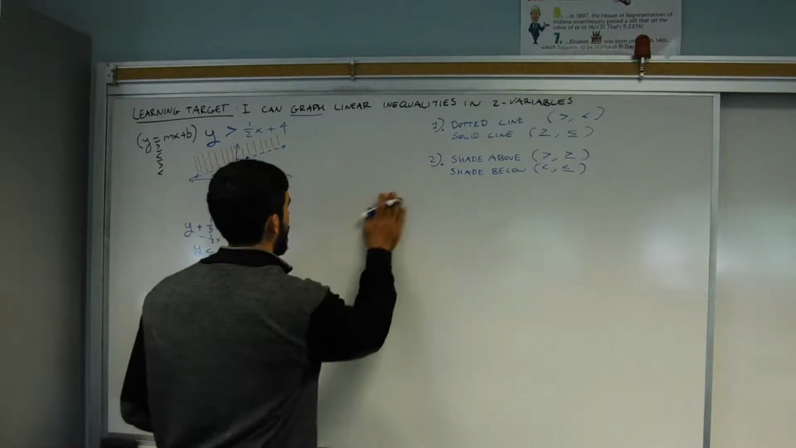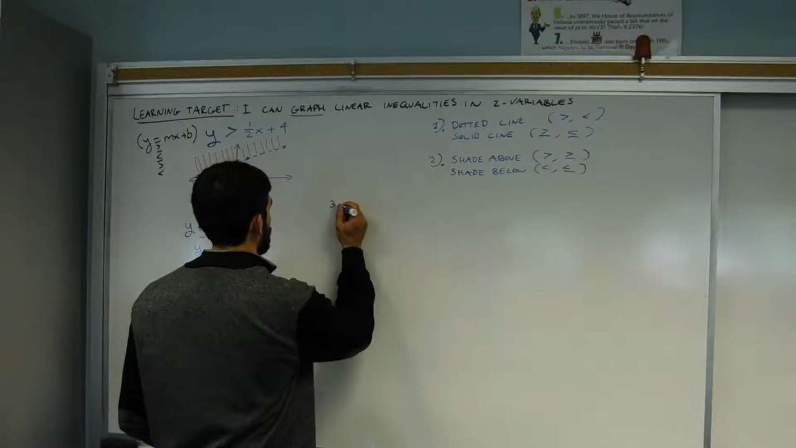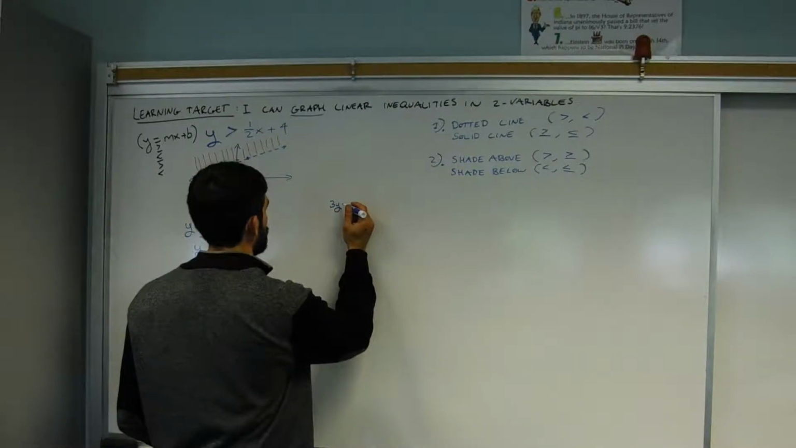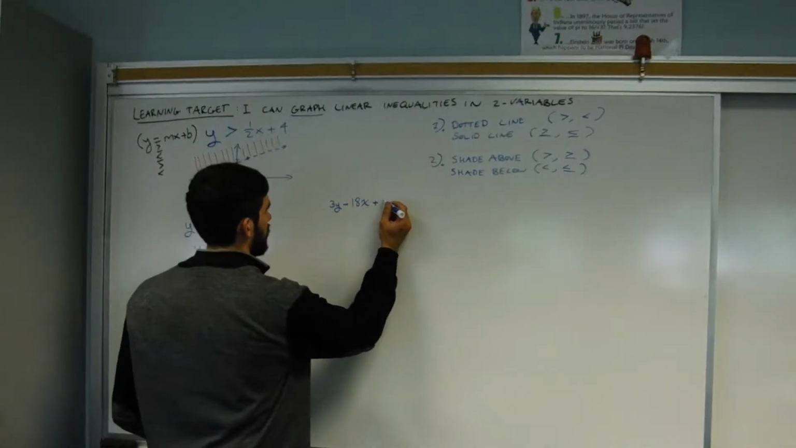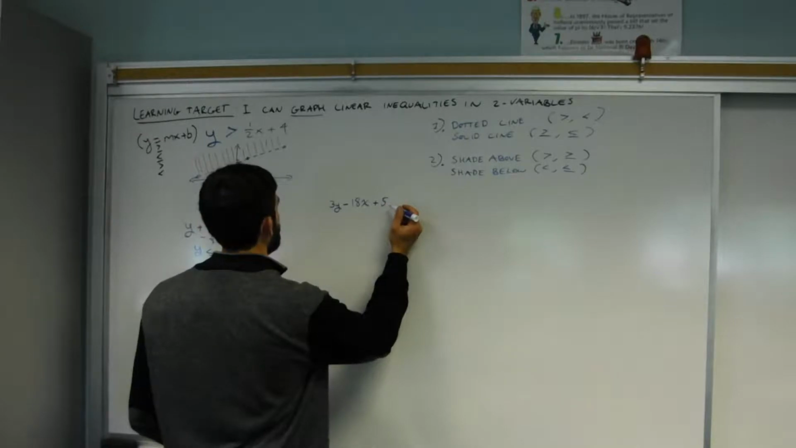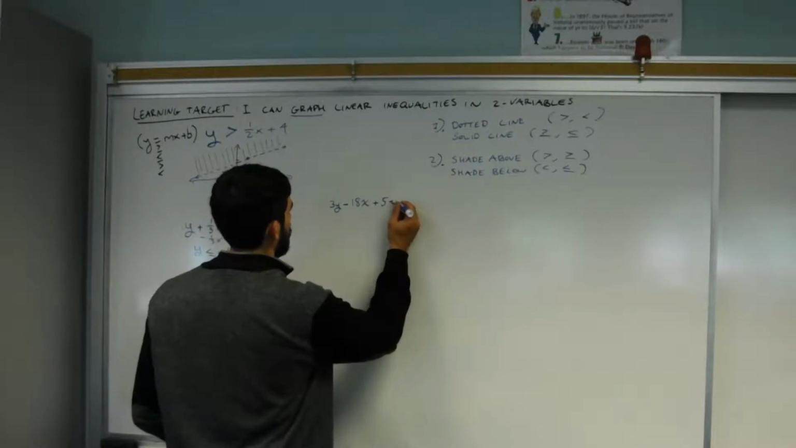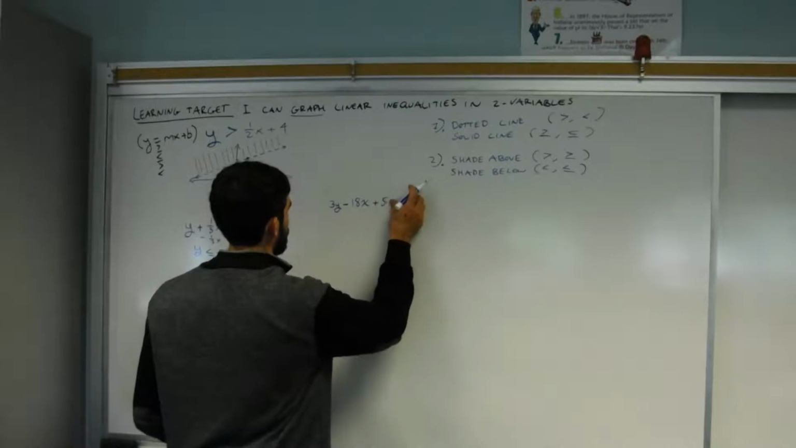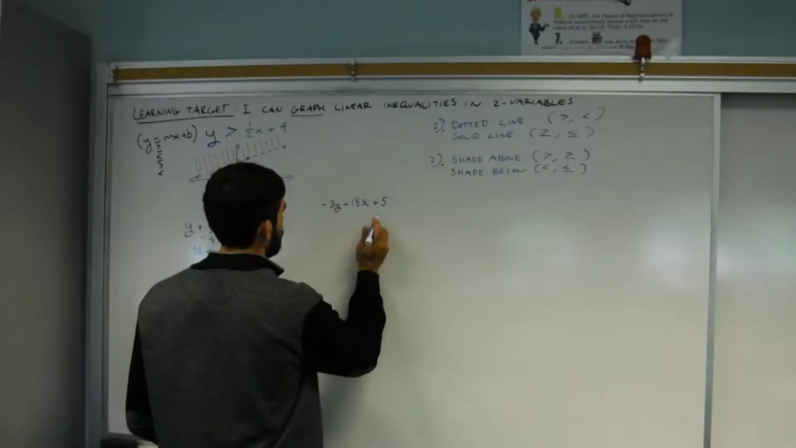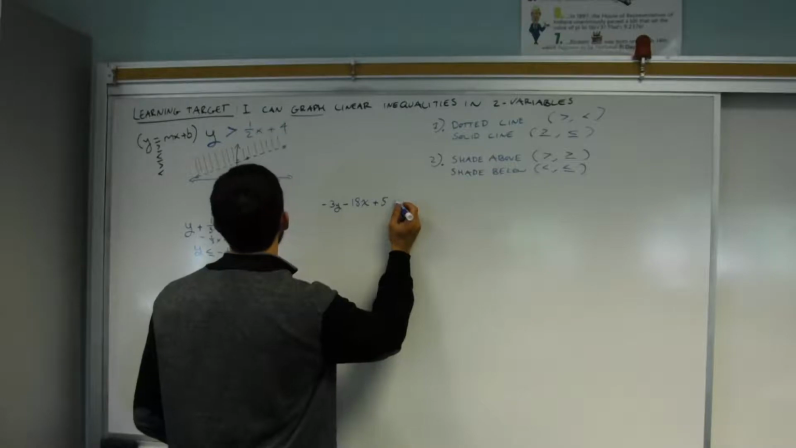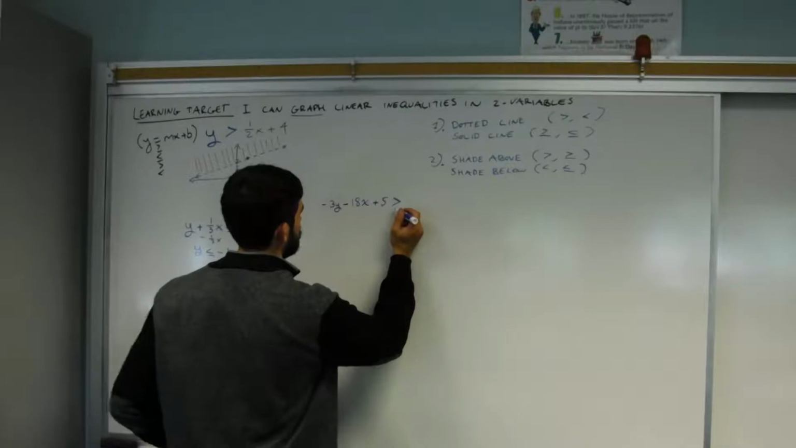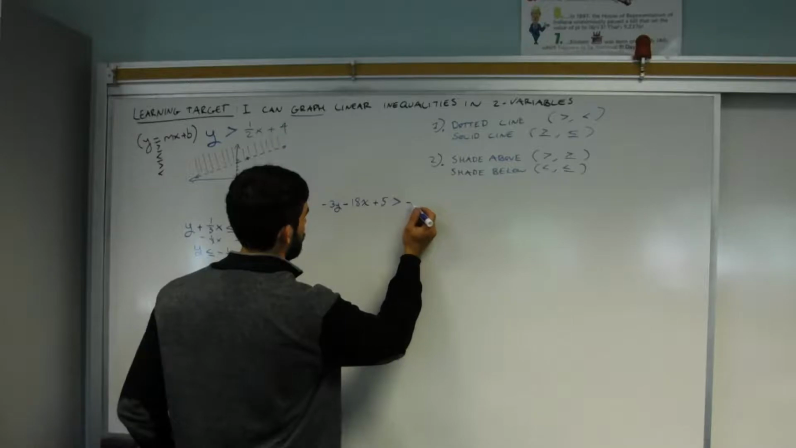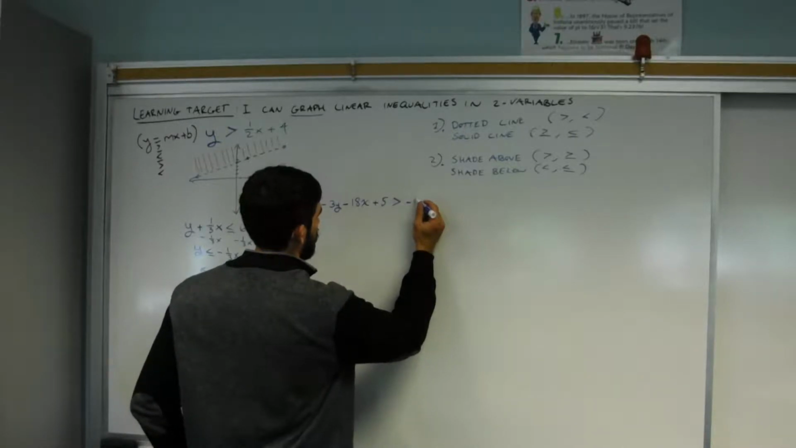So what if we had, say, 3y minus 18x plus 5, or let's make this a negative 3y. And let's say is greater than, let's see, negative 19.